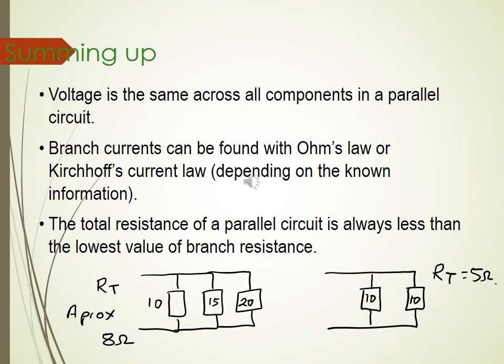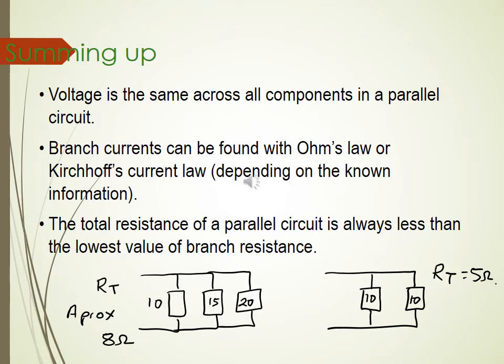So just recapping some basic stuff in relation to parallel circuits. The first one is that the voltage is the same across all the components in a parallel circuit. The branch currents can be found by Ohm's law or Kirchhoff's current law, depending on what information is known. The total resistance of a parallel circuit is always less than the lowest of the branch resistances.